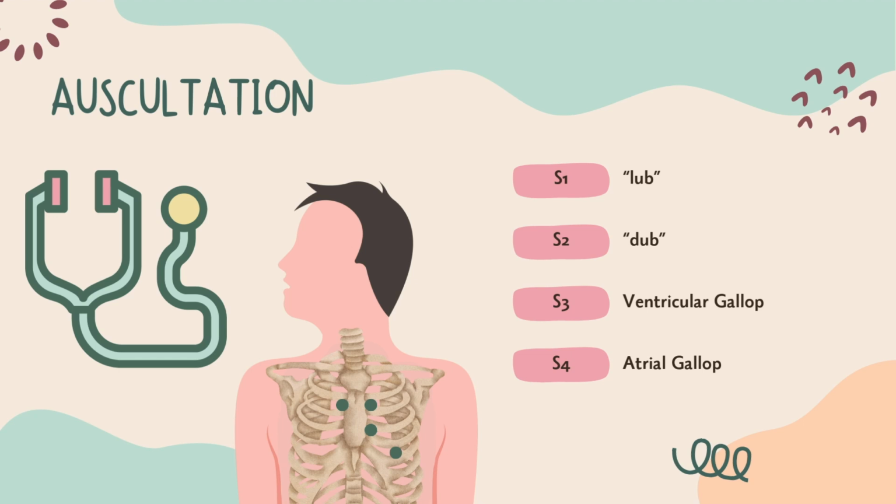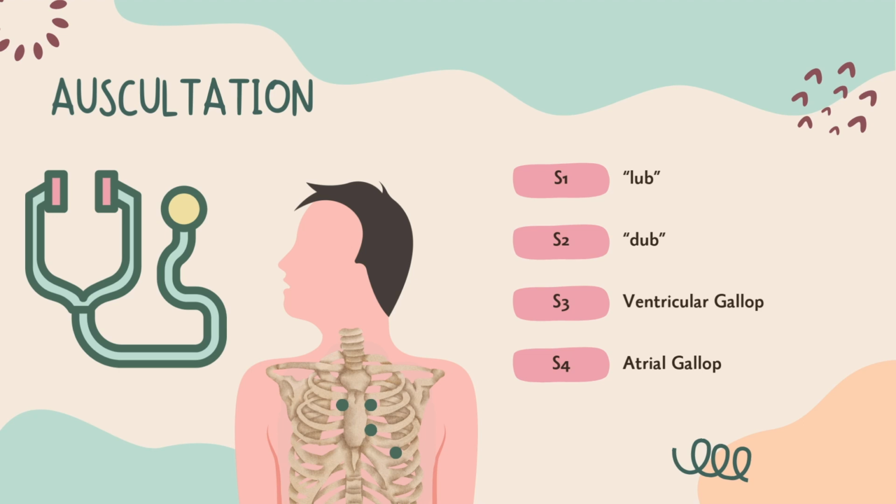So S1 is a lub sound, which is closure of the AV valves, which is the onset of systole or contraction. S2 is the dub sound, which is closure of the semilunar valves, which is the onset of diastole. Abnormal sounds would be S3 and S4.